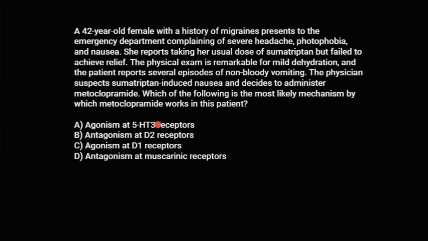Our options are agonism at the 5-HT3 receptor, antagonism at D2 receptors, agonism at D1 receptors, and antagonism at muscarinic receptors. So the concept we're going to be covering today is that of vomiting and the basic receptors and areas involved and what drugs will act on which receptors. We're going to do a very basic overview today, and then we'll come back to the question and see if we can solve it using what we've learned.